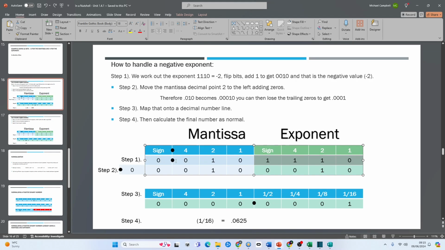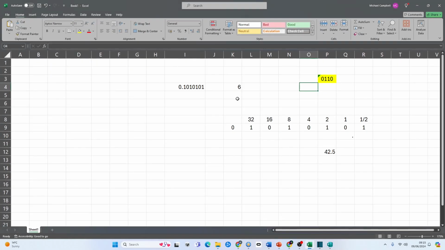So here we've gone from there to there to there. We've now moved it 2 to the left, and now we map that number out on a number line like this. Remember, that's a minus. No, it's not. Sorry, this isn't a negative mantissa, so ignore that. So we just map that out normally and add it up. Okay, it ends up being 16. So I'll do another one in Excel.